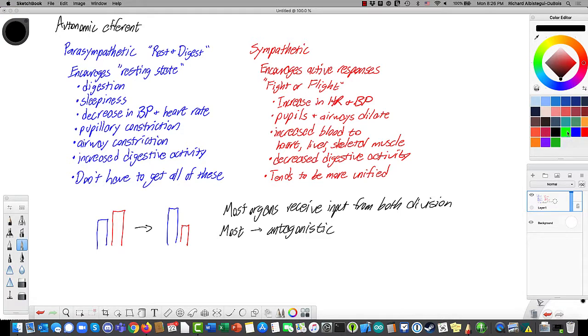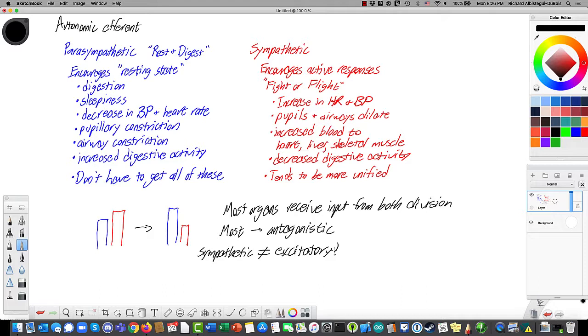Now, it's easy to take a look at this and say, well, okay, so from this, the sympathetic must be excitatory and the parasympathetic must be inhibitory, but that is absolutely not the case. So sympathetic does not mean excitatory. Sympathetic does not always make things more active. Both systems activate some things and deactivate others.